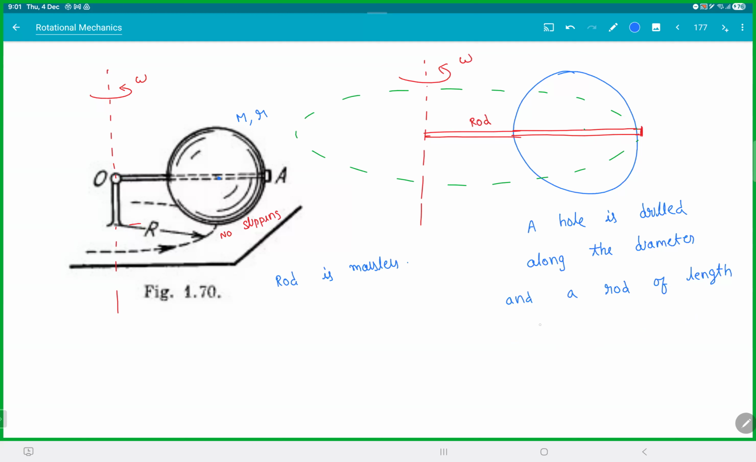And a rod of length, a rod is inserted and rotated, which makes the sphere also roll. I know, the picture can be a little confusing. Find the kinetic energy of the sphere. Take the mass of the sphere as capital M and radius as smaller r.